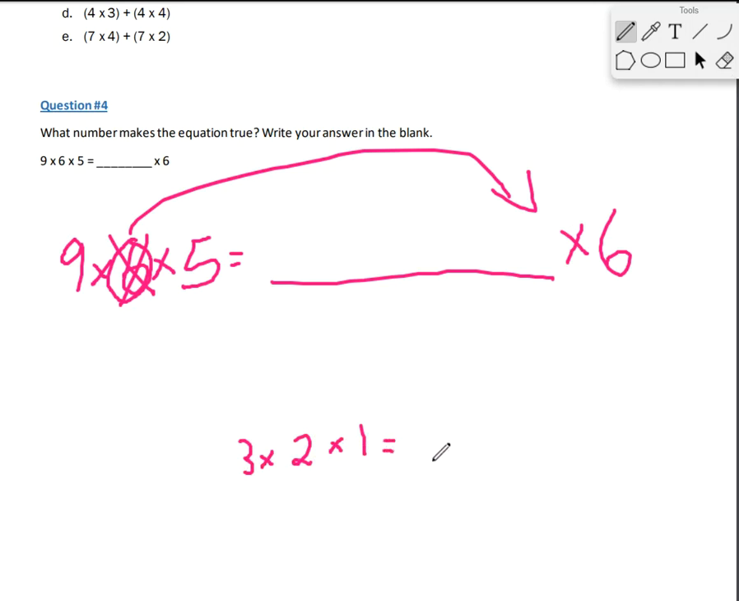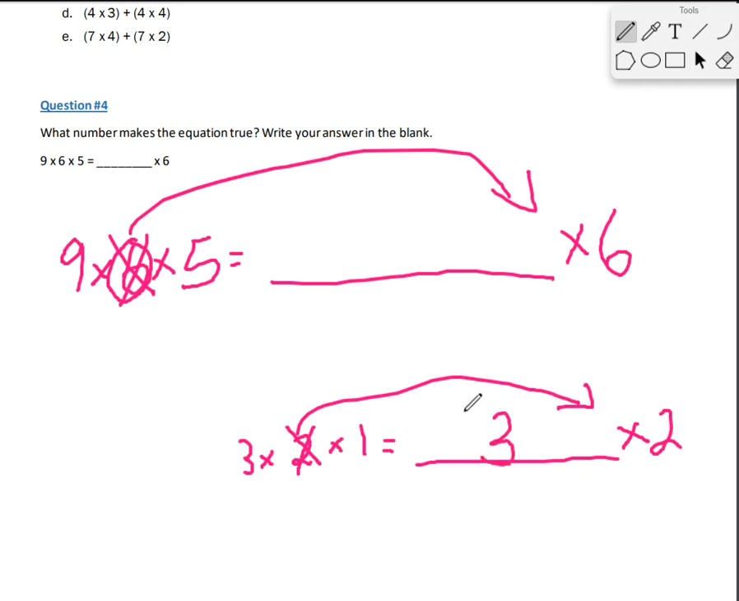And let's say I'm going to poof something over. I want to leave the 2 over here, right? So 2 has moved to here. It is gone. I'm left with 3 times 1 on this side, which is 3. So 3 times 2 is the same as 3 times 2 times 1.